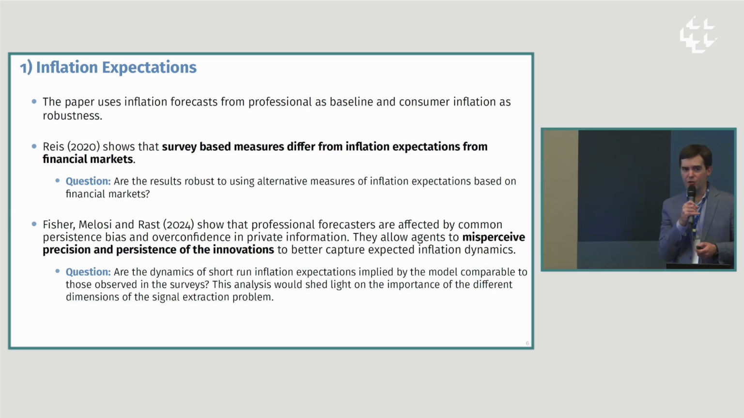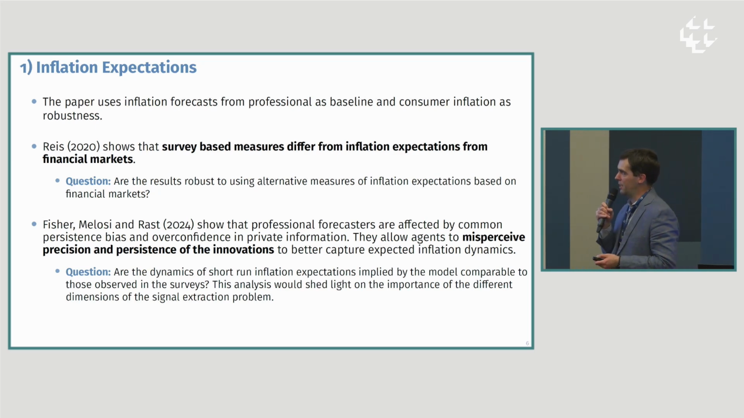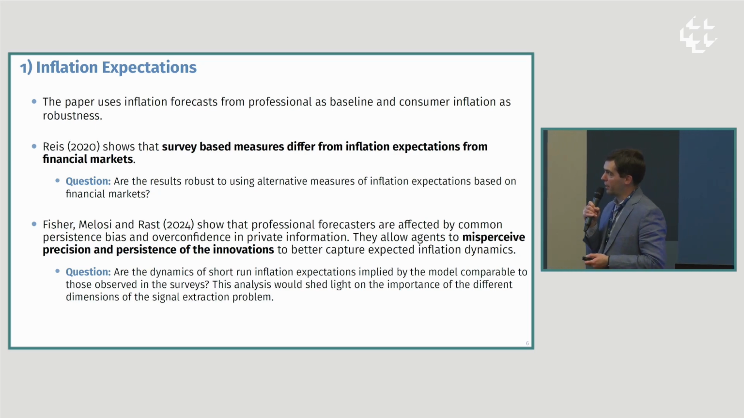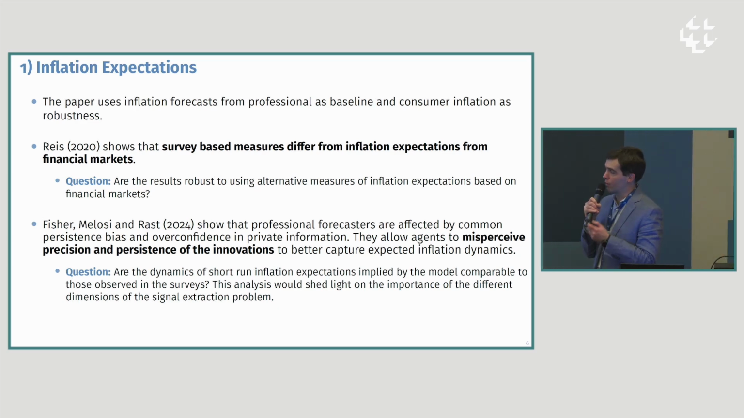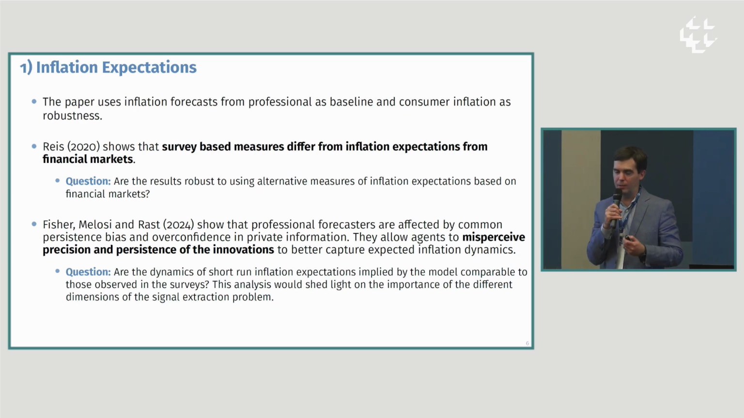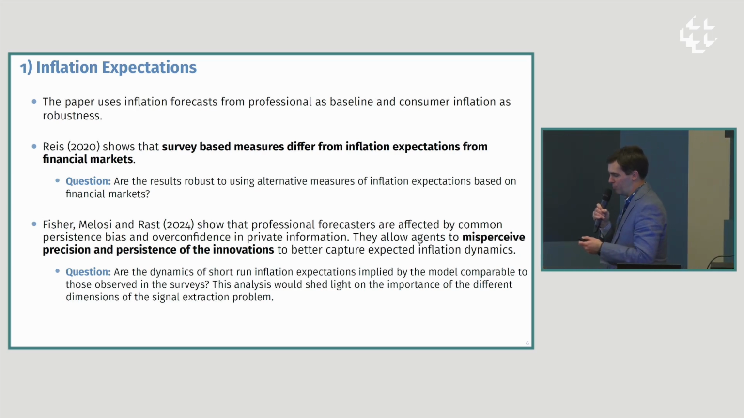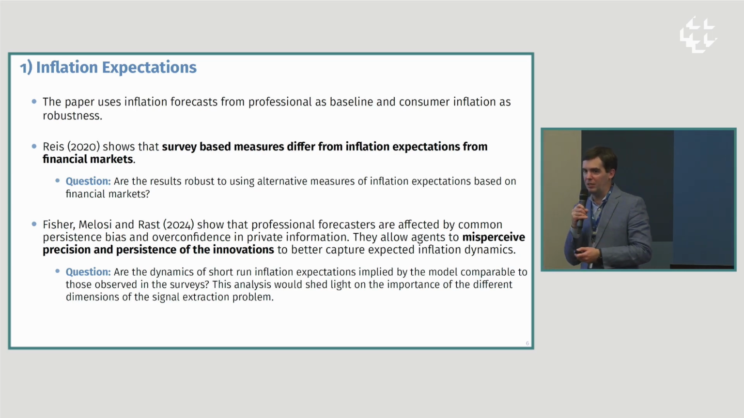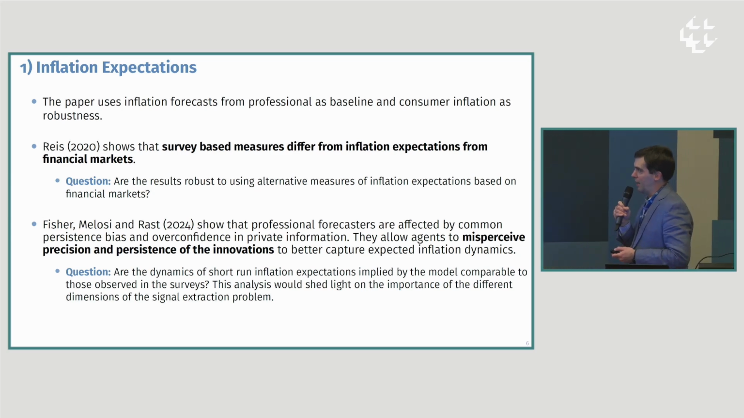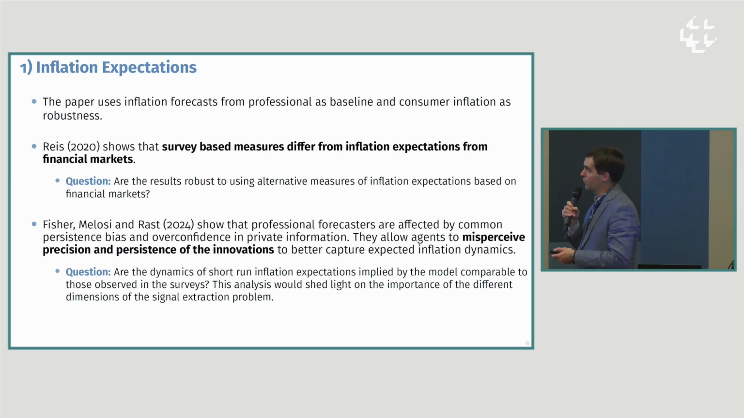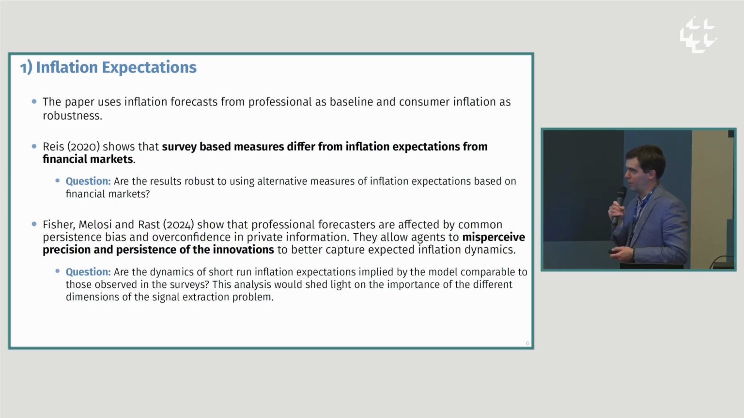And there's a huge literature analyzing inflation expectations out there nowadays. I don't want to go through all the papers in detail, but there's, for example, a paper by Ricardo Reis in 2020 where he shows that survey-based measures of inflation expectations differ from those that one can back out using financial markets. And the point of that paper is to show that this may be related to some cyclical parts of the economy. So in particular, one question that arises is: are the results robust to using alternative measures of inflation expectations as observables in the model? This is something that I think is interesting to see.